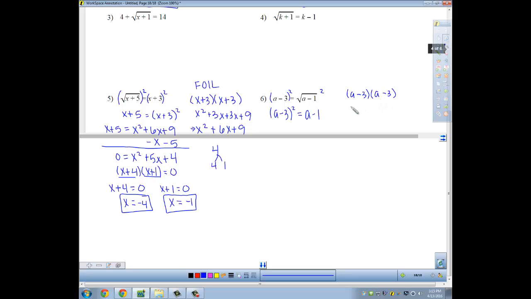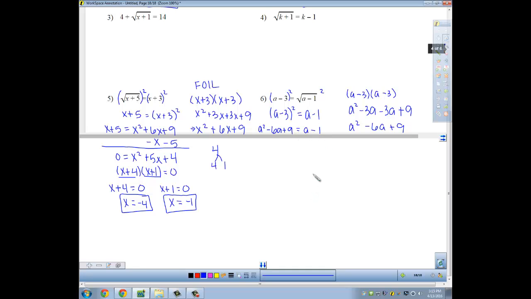So a times a is a squared. A times negative 3 is negative 3a. Negative 3 times a is also negative 3a. Negative 3 times negative 3 is positive 9. Combine your like terms to get a squared minus 6a plus 9. So I'm going to take this a squared minus 6a plus 9 and put it into my equation. Bring down the a minus 1.